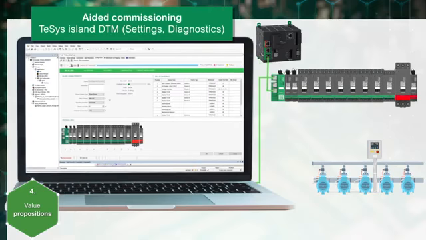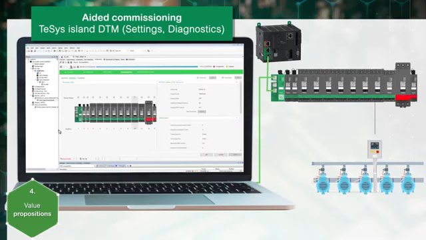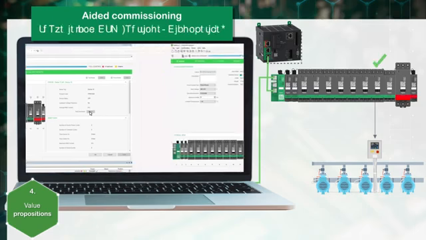The TeSys Island DTM embedded within EcoStruxure Machine Expert provides all the functions for aided commissioning. It simplifies setup of the island. For enhanced diagnostics, the force mode allows to simulate PLC inputs and outputs. The test mode allows to check electrical wiring and devices.